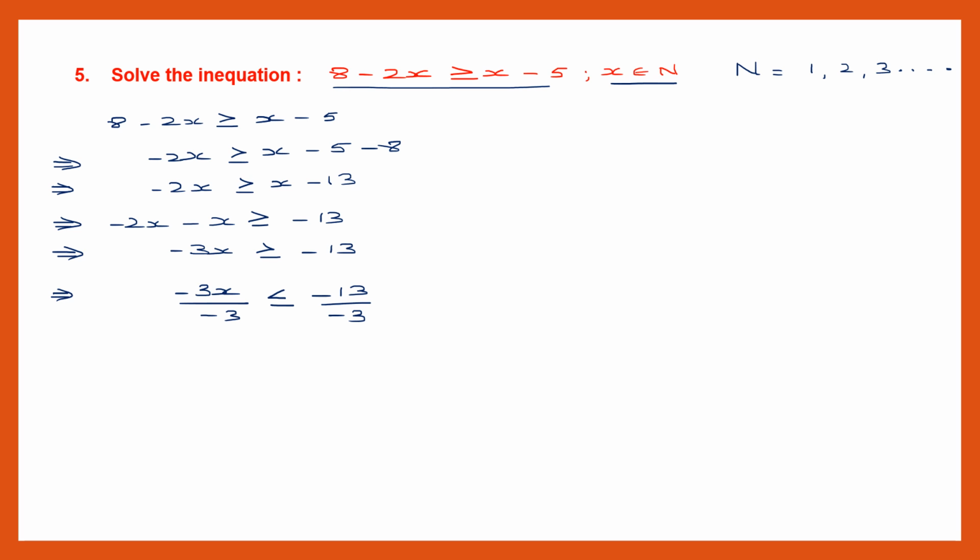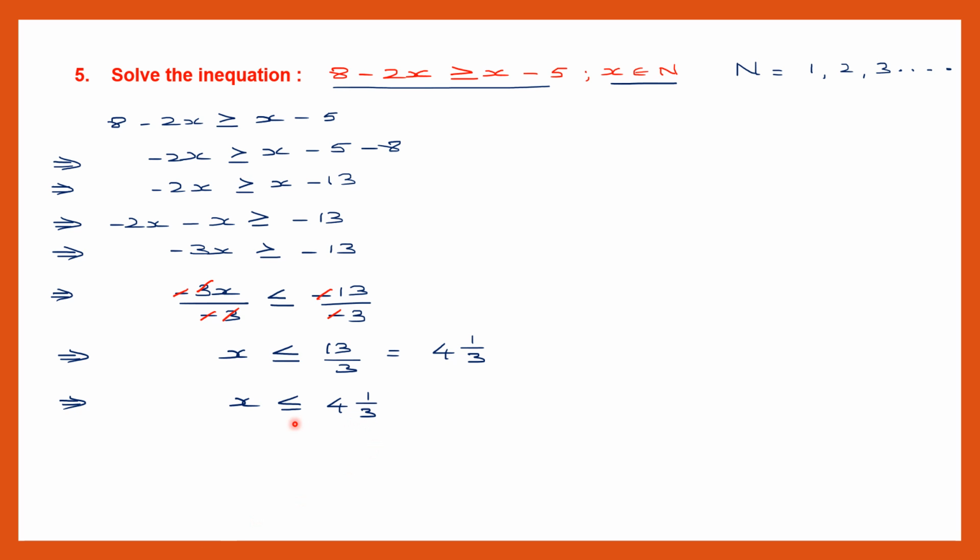So now let's simplify this. Cancel this. So we have cancelled the minus signs. Now we have only x left. So x is less than or equal to 13 by 3, which is 3 fours are 12, 1 by 3. So let's rewrite that part. So now it is x is less than or equal to 4 1 by 3.